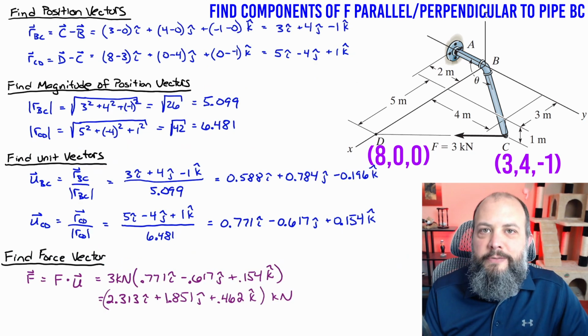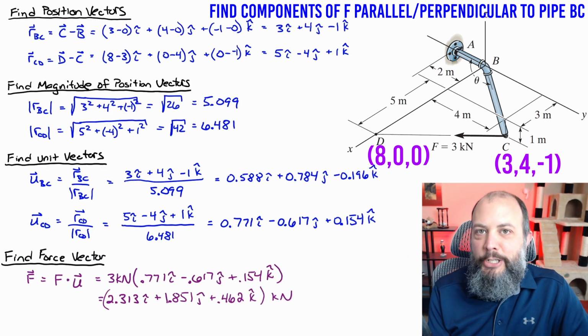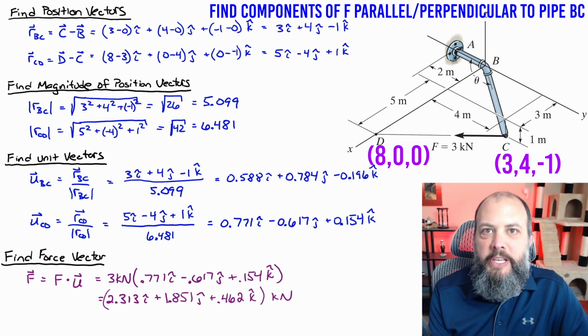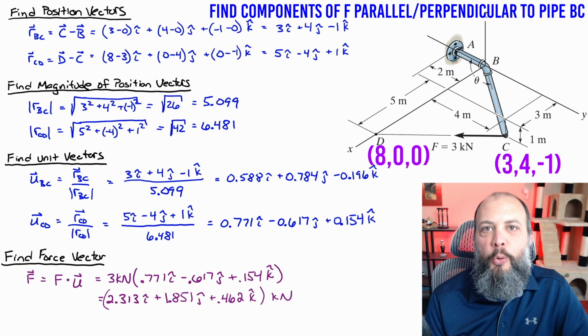So we get the force vector F by multiplying the magnitude of the force, which was given on the figure, 3 kilonewtons, times the unit vector that points in the direction of the force. So F equals Fu.